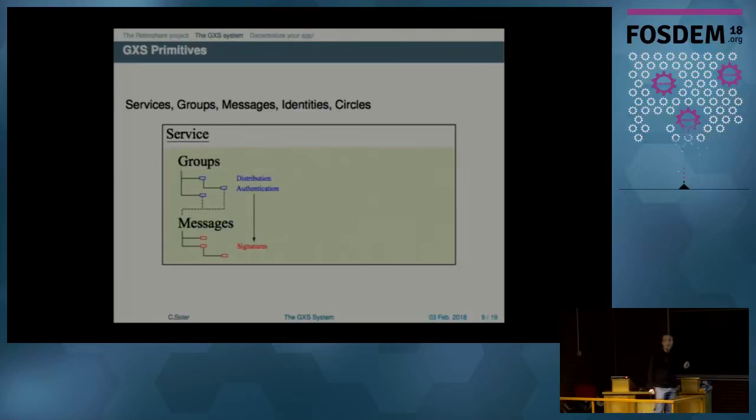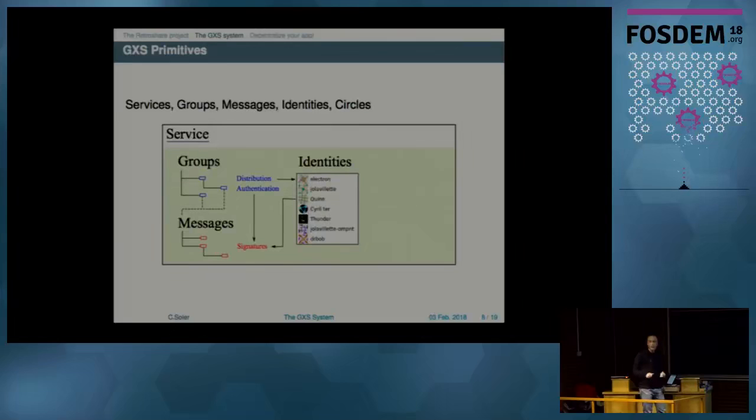Groups have their own distribution and authentication policies. The distribution means who will see that data, and the authentication means whether the messages in this forum or in this service have to be signed or not by their users or by their author. The signatures are provided by identities, which follow the groups where they are used. And that can be grouped into cycles, which in turn are used to handle the distribution of data, or to limit the distribution of the data.